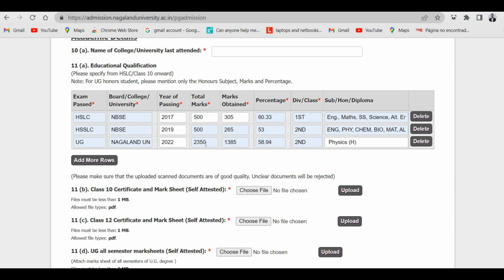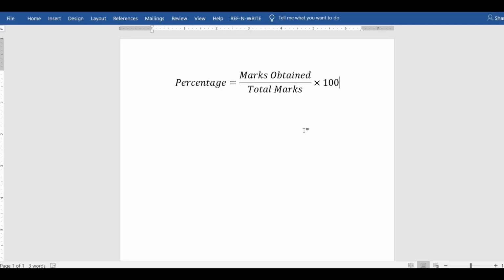So to make it clear, the students for undergraduate studies under NU affiliated colleges, under the arts stream, they have to enter all their theory papers. That will be the total marks of that paper, and then they need to enter the marks of them of each paper they have secured during their undergraduate studies. For science students, they have to enter both their practicals and theory marks, and then they need to divide and enter their marks using this formula.